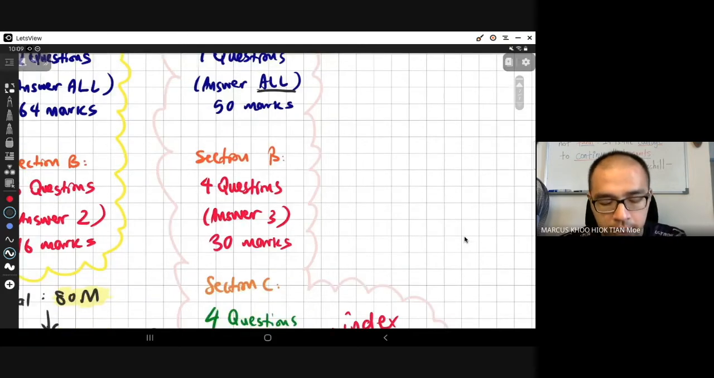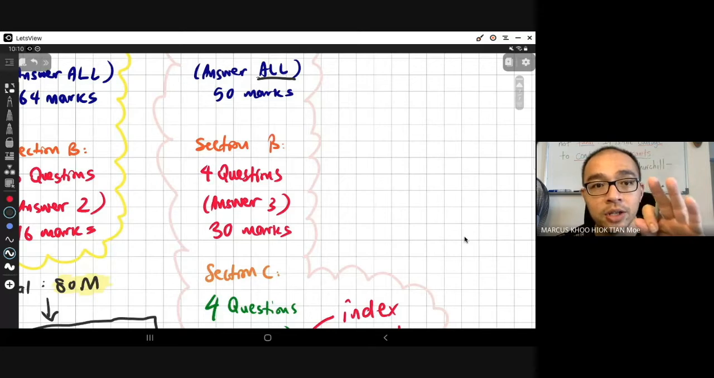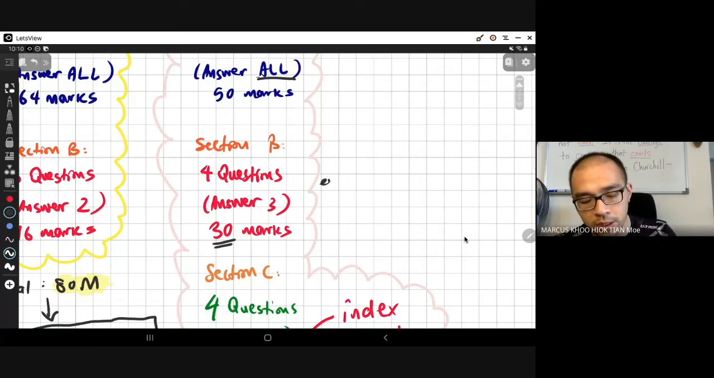Section B is 4 questions. There are 4 questions in section B and you must answer at least 3. You can answer all 4 if you want, no problem, but you must answer at least 3. It's 30 marks, which means every question is 10 marks.